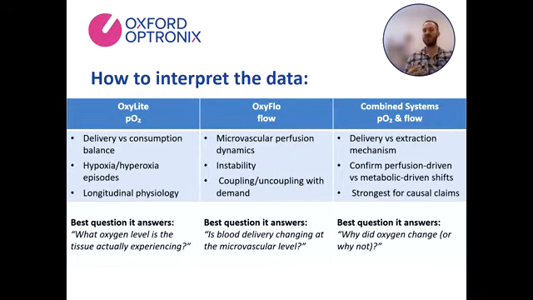Moving on, the OxyFlo on its own gives you microvascular perfusion dynamics with laser Doppler. It's great for seeing instability, drops and rebounds, and coupling or uncoupling with demand. And together, from the same microregion via a combined pO₂ flow sensor, you can separate delivery effects from extraction and demand effects when signals don't match. That reduces spatial confounds and makes the mechanistic story cleaner. Why did oxygen change, or why didn't it?